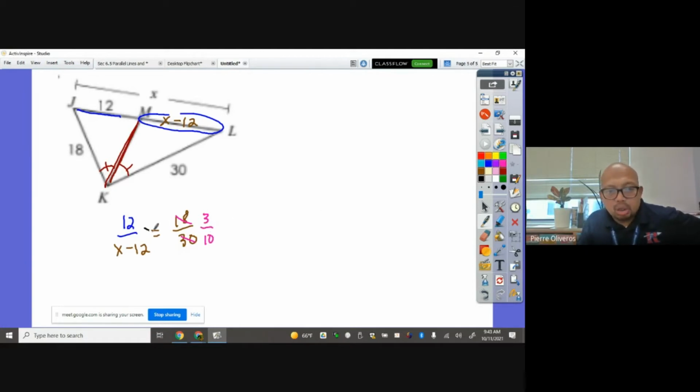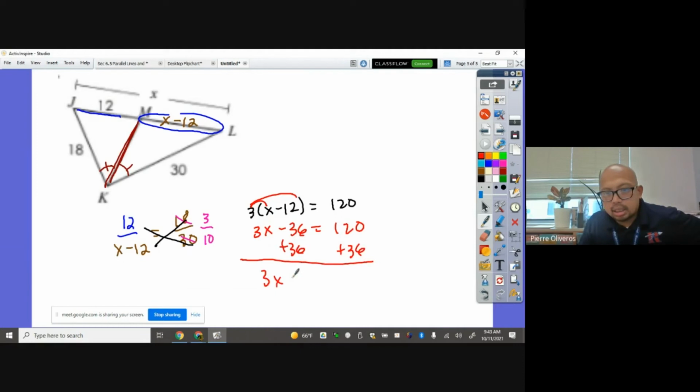You can cross multiply this. That will give you 3 times x minus 12 is equal to 120. You can distribute or you can divide by 3. Let's distribute now. 3 times x minus 36 equals 120. Add 36 on both sides. 3x equal to 156. 156 divided by 3 is going to give us x equal to 52. The entire thing is 52, and this will be 40 here. Okay.